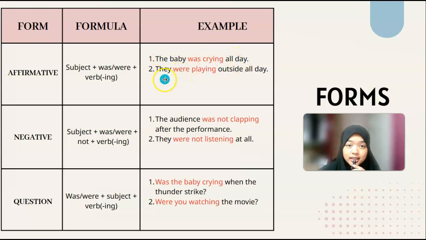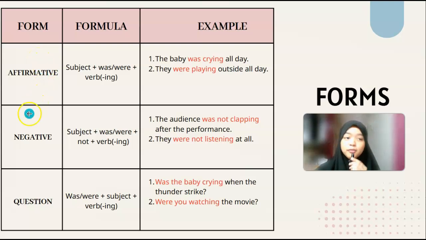Okay, the second one is, they were playing outside all day. You have the subject they, and then the verb to be were, because they is a plural noun, hence why we use were. And then you have the action verb, play, plus ing, outside all day. They were playing outside all day. Okay, so that is the first form of past continuous tense.